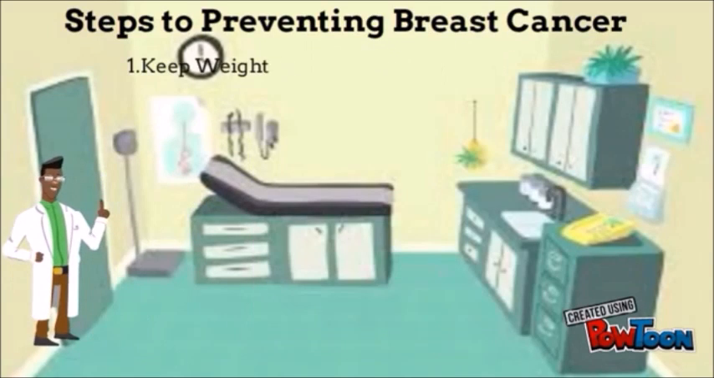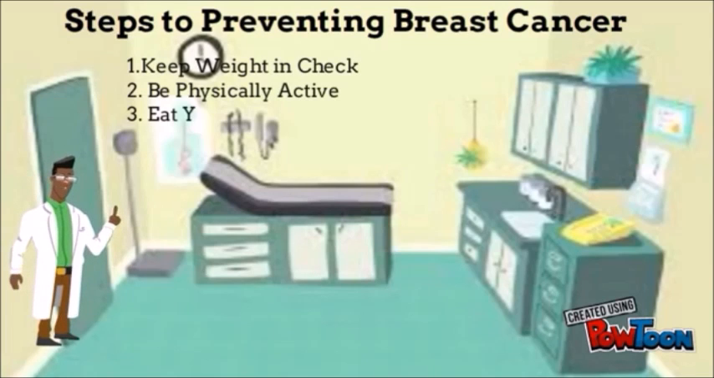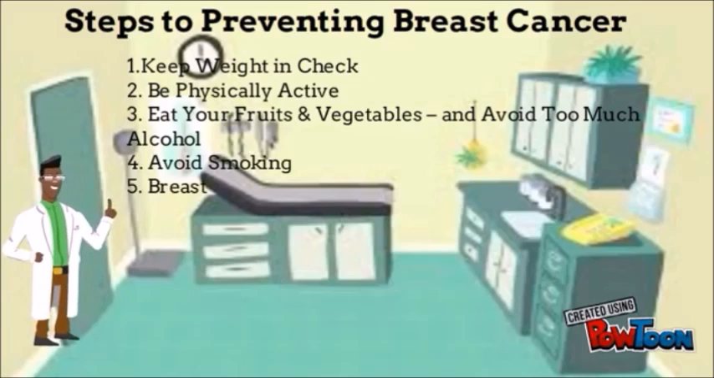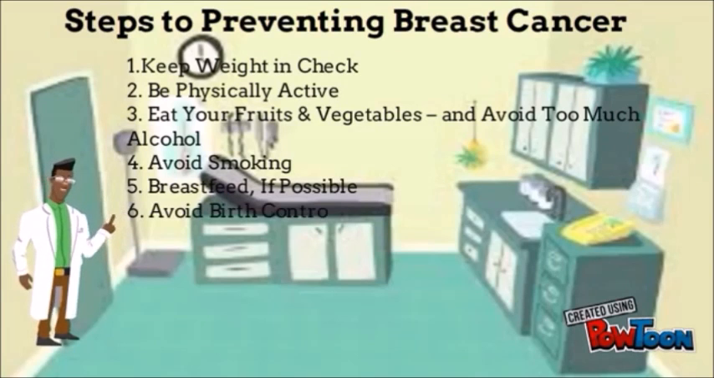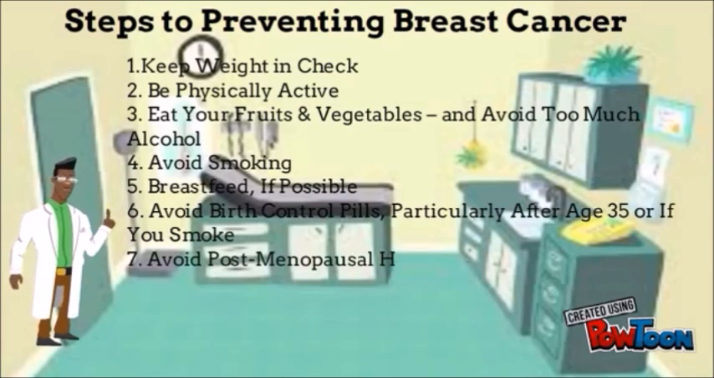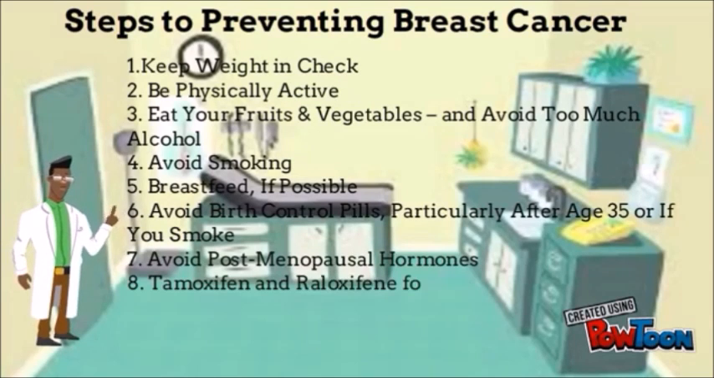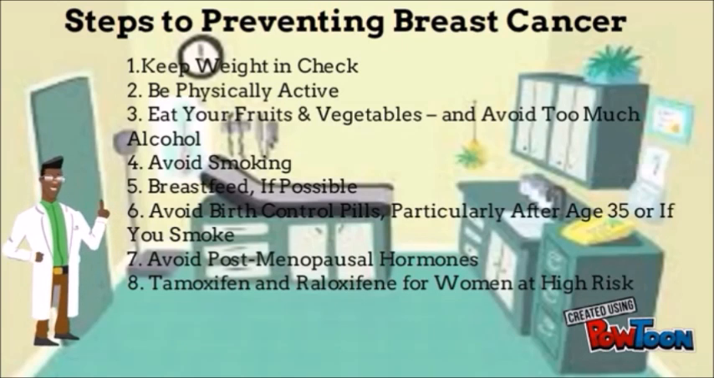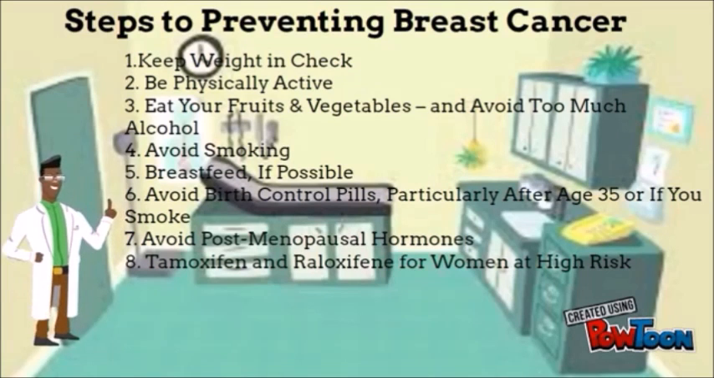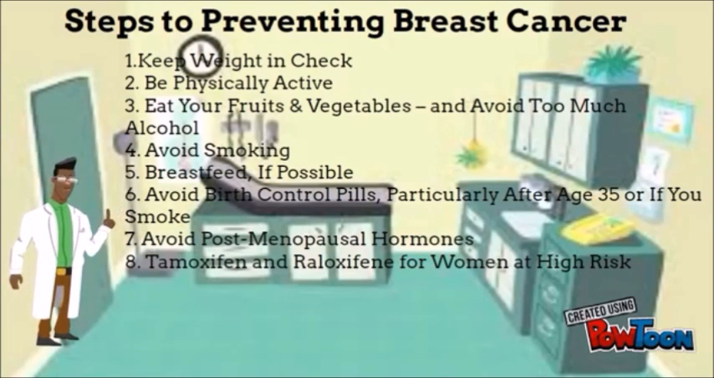Doctors recommend these 8 methods to help prevent the development of breast cancer. These methods include keeping your weight in check, being physically active, eating fruits and vegetables and avoiding too much alcohol, avoiding smoking, breastfeeding if possible, avoiding birth control pills, particularly after the age of 35 or if you are currently smoking, avoiding postmenopausal hormones, and taking tamoxifen and raloxifene, especially if you're at high risk of developing breast cancer.